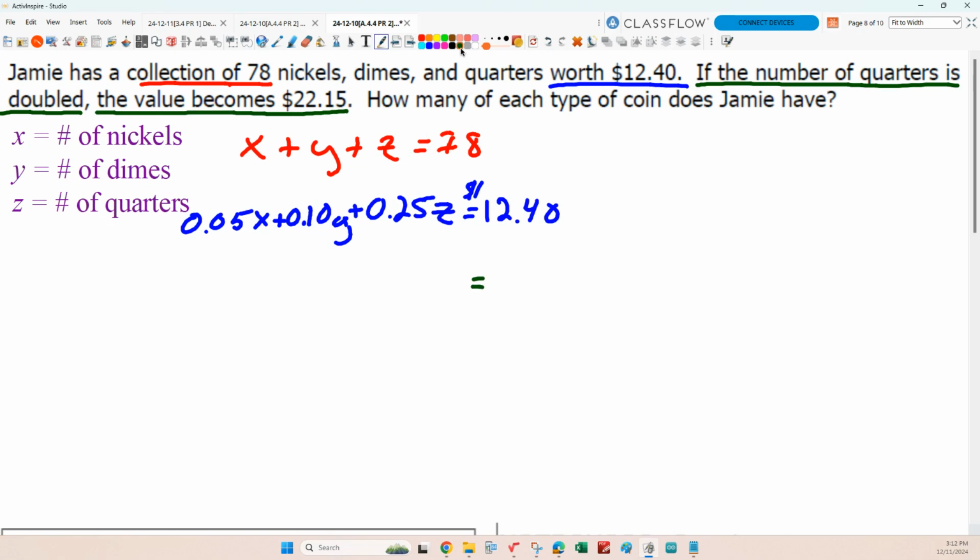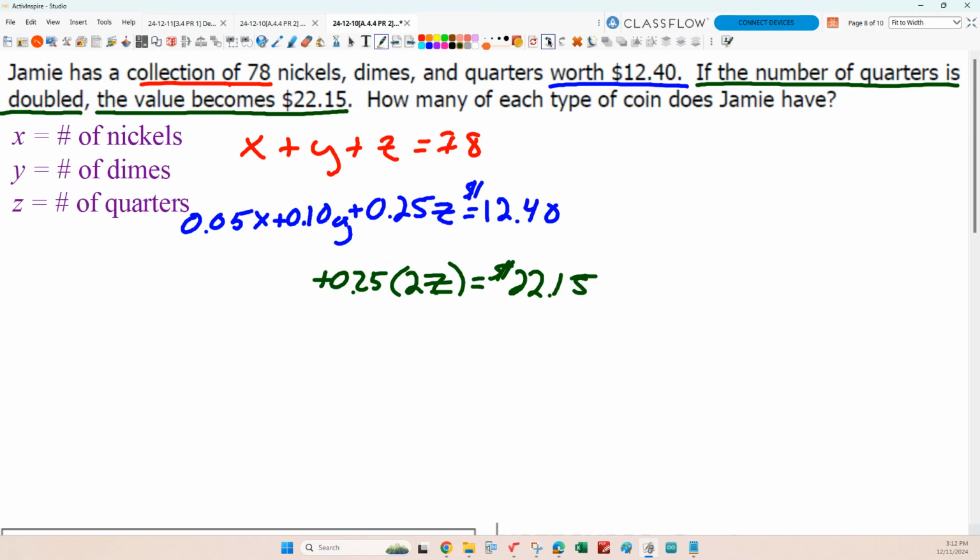So now this term right here is going to change. That very last term is going to be 0.25 times the new number of quarters, which is not z, it's double that, it's 2z.